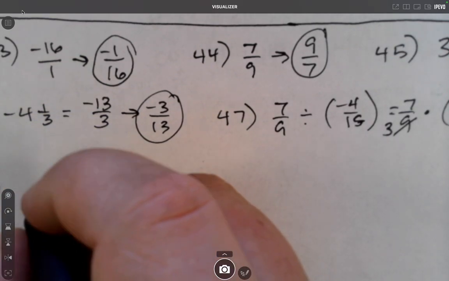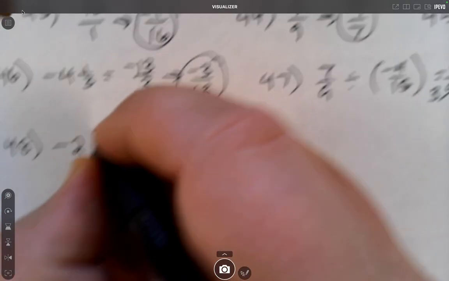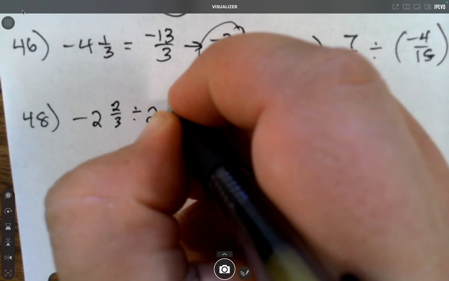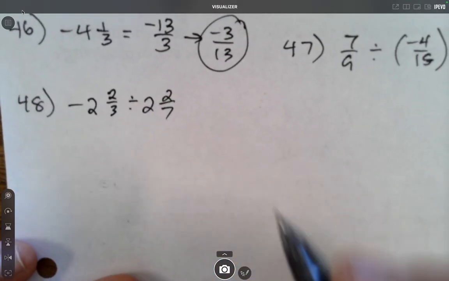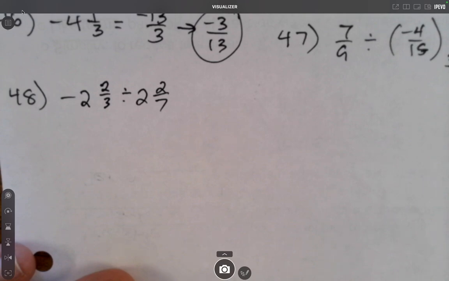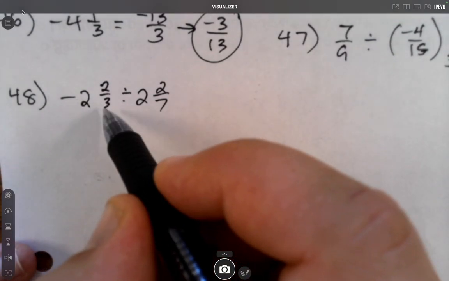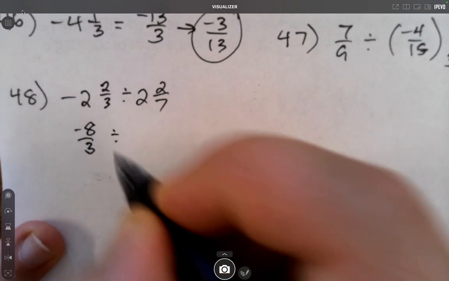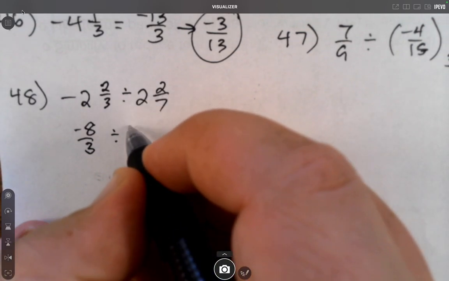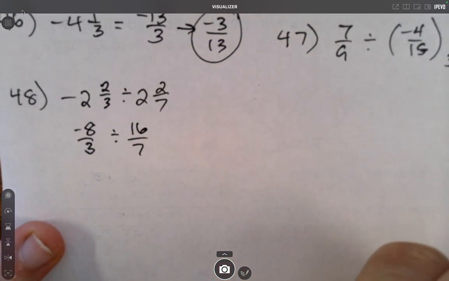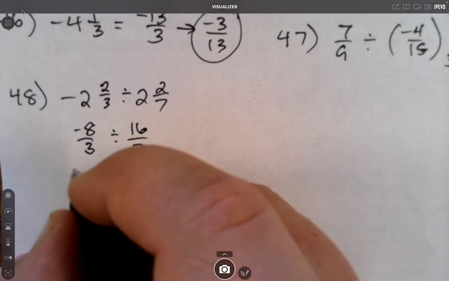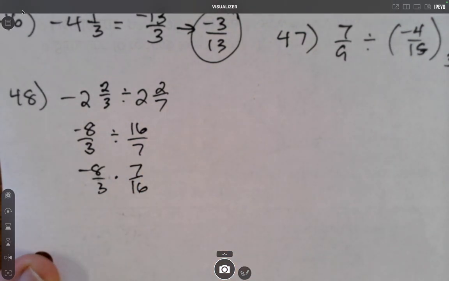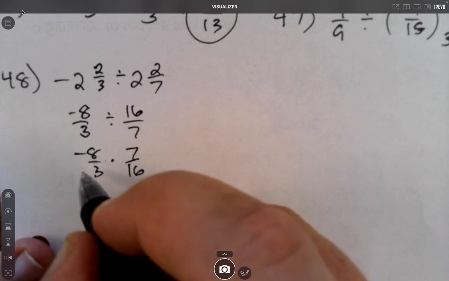Okay, 48. Negative 2 2/3 divided by 2 2/7. So our first step here is to convert them into improper fractions. 2 times 3 is 6, plus 2 is 8. 2 times 7 is 14, plus 2 is 16. To divide by a fraction, you have to multiply by its reciprocal. So we keep, change, flip. And we'll check for things we can cancel out.